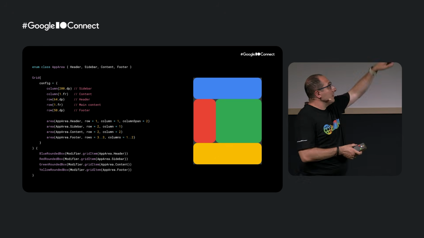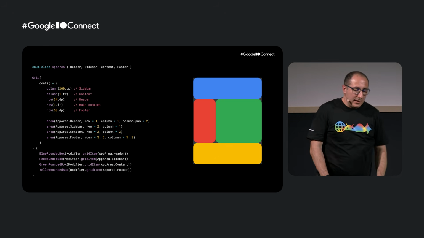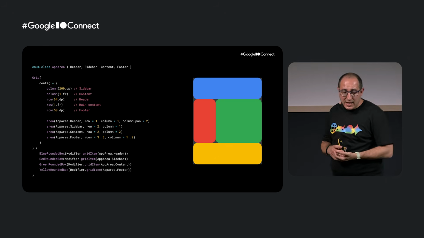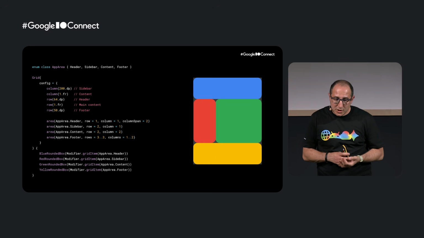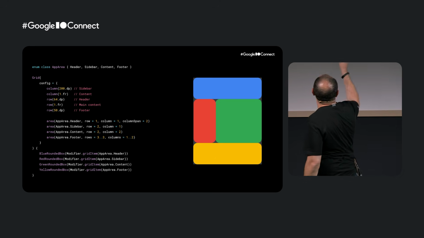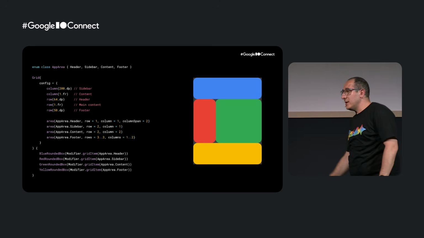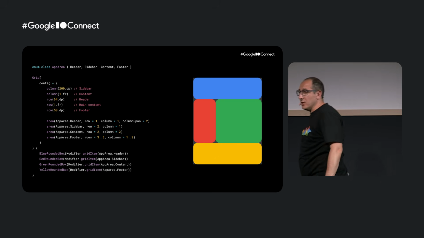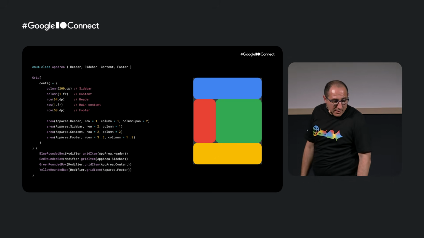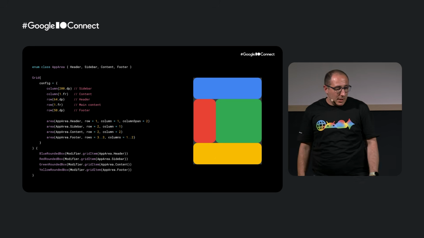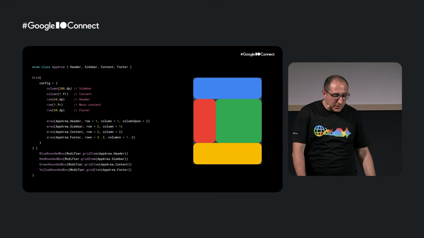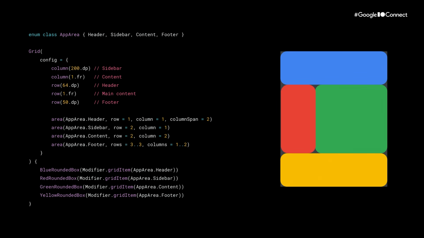So we say here, my first area is actually a header. So I want it on the first row, first column, and I want it to span for 2 columns. Then we have the sidebar. That's fine. Place it wherever you want. Well, no. I need 1 row. Same thing we do for the green. And for the footer, we actually define the range of rows and columns.